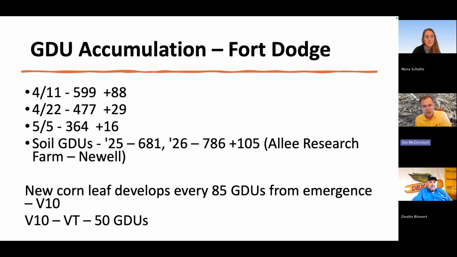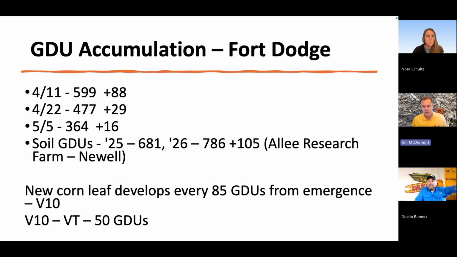Just by comparison, because I was curious, how do we compare to previous years? Just from last year, we're 105 ahead of the long-term average, of last year's average. Cool. Running ahead on soil GDUs, which is part of the reason that we certainly wanted to hit on that topic, being as that affects our insects, especially corn rootworm.